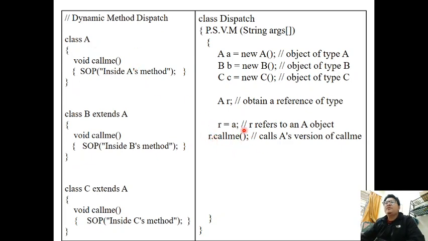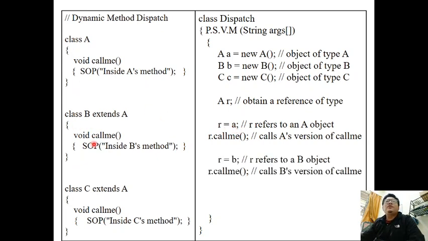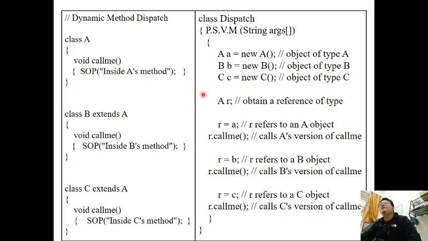Once this statement gets executed during runtime, at that point the callMe refers to the callMe of A, because R is holding the object of class A. Similarly, if you want to invoke the callMe of B, R has to be initialized with the object of class B, and so on.